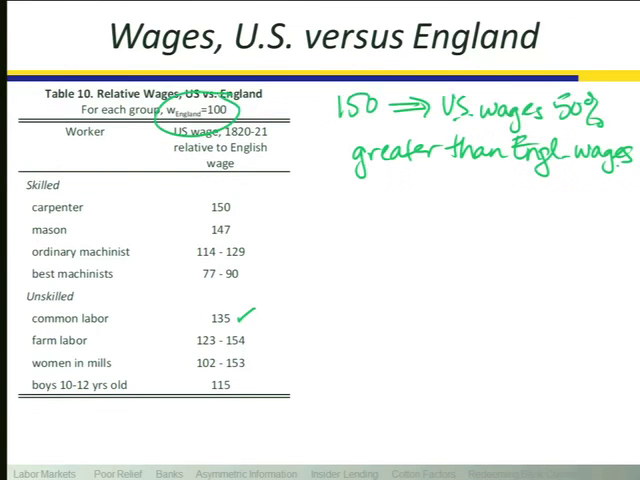In most cases, workers did better in the United States than they did in England. So this is one of the factors that's going to go back into our discussion of migration. One of the pull factors to come to the United States is that the wages are higher in the United States than they are in England for the same professions. So common laborers do better in the United States than they do in England.